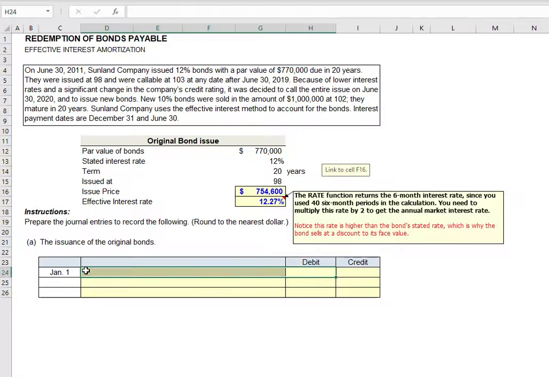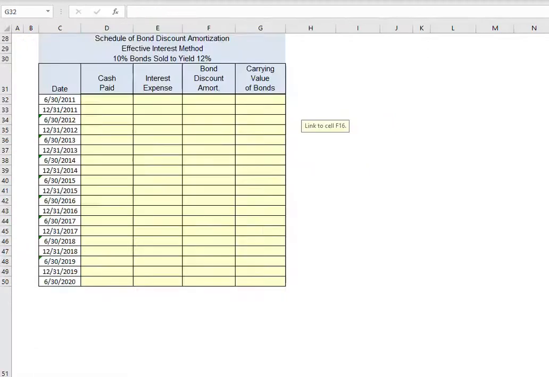And notice this interest rate is higher than the bond stated interest rate, which again is why this bond sold at a discount. Remember, the 98 at an issue price of $7.54. In any event, we need to record the issue of this bond. We received $754,600 in cash. We always record bonds at their face value, and we will make debits equal credits by recording a discount in bonds payable in the amount of $15,400.